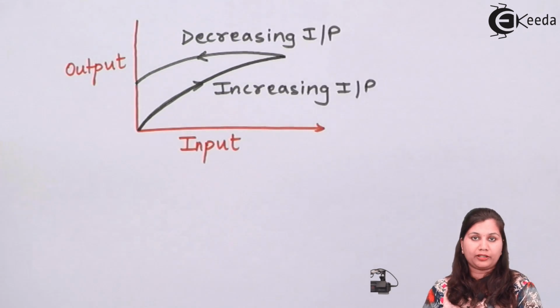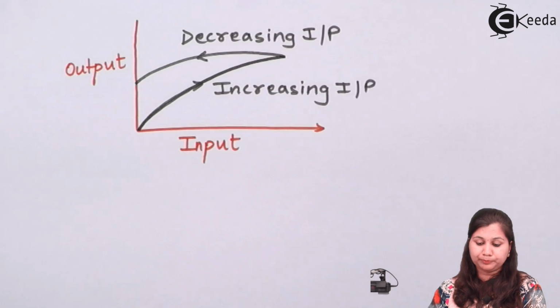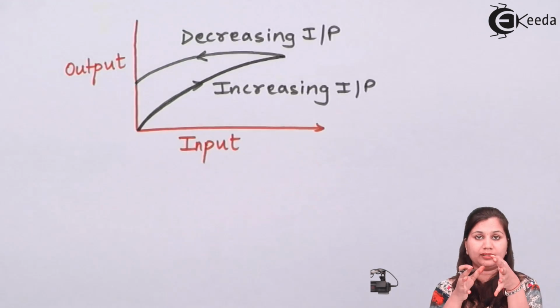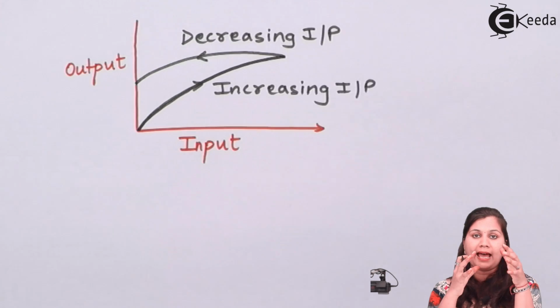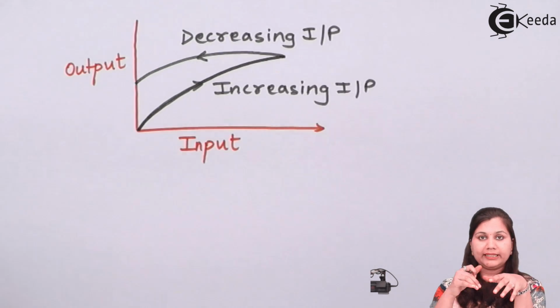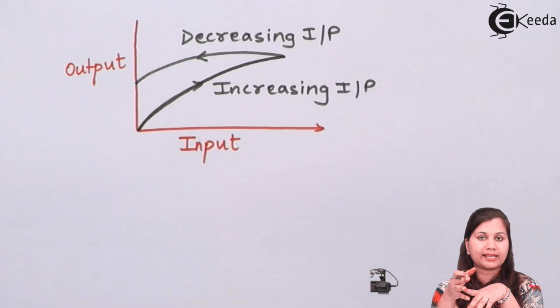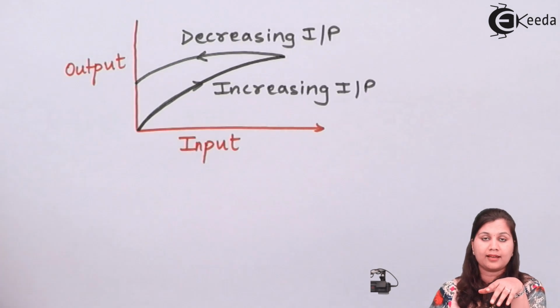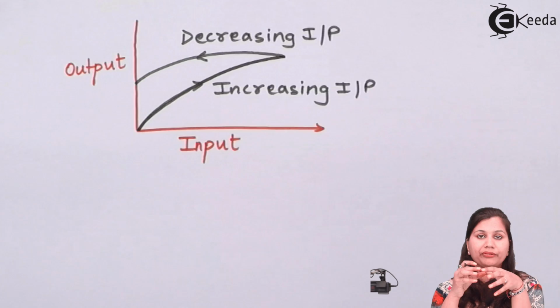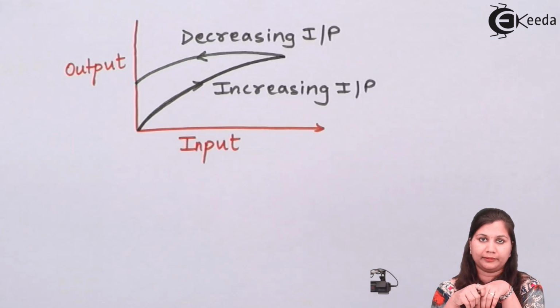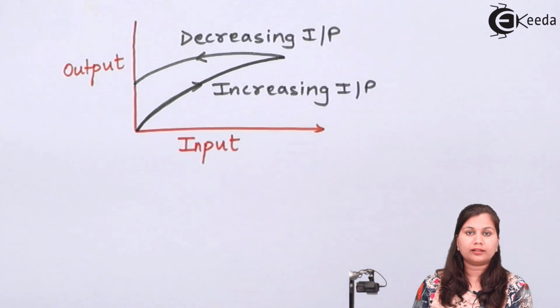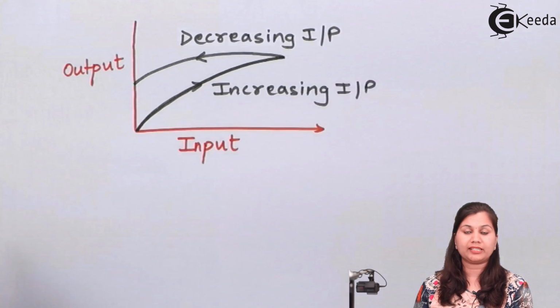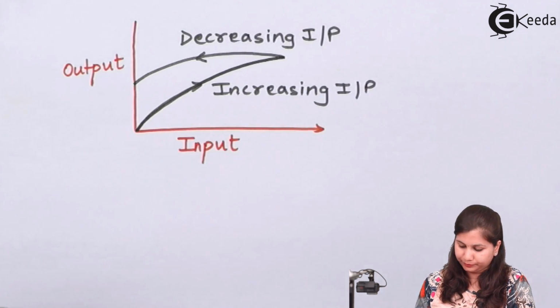So the first part which comes under error was the scale error, and under that scale error we studied these four types: zero error, sensitivity error, non-conformity, and hysteresis. Now the second component of error is the dynamic error. The next type of error which affects the transfer characteristic is the dynamic error.